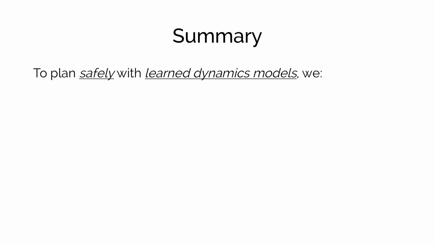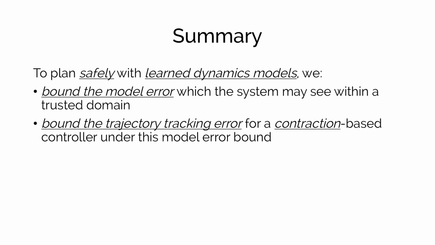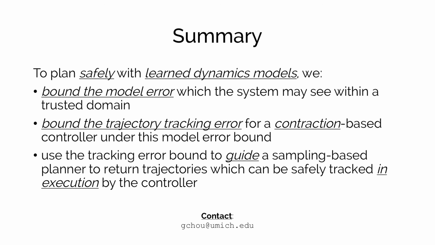In summary, we present a method for planning safely with learned neural network represented dynamics models, which scales to high-dimensional under-actuated systems. To achieve this, we bound the model error that the system may see within a trusted domain around the data, and then derive a bound for the trajectory tracking error for a contraction-based controller when it is subjected to this model error description. We then use the tracking error bound to guide a kinodynamic RRT-based planner to return plans which can be safely tracked in execution by the controller.